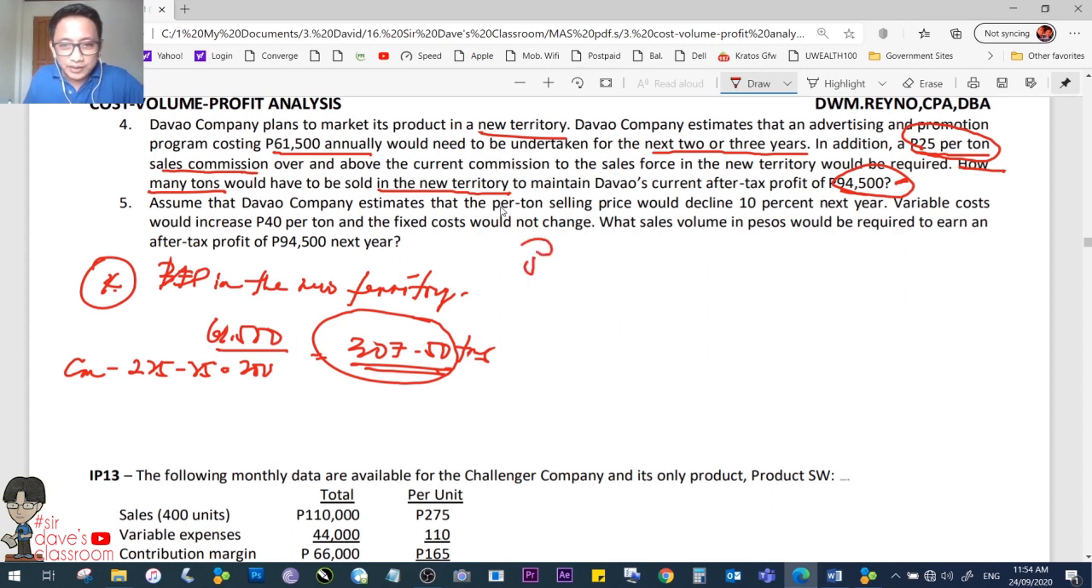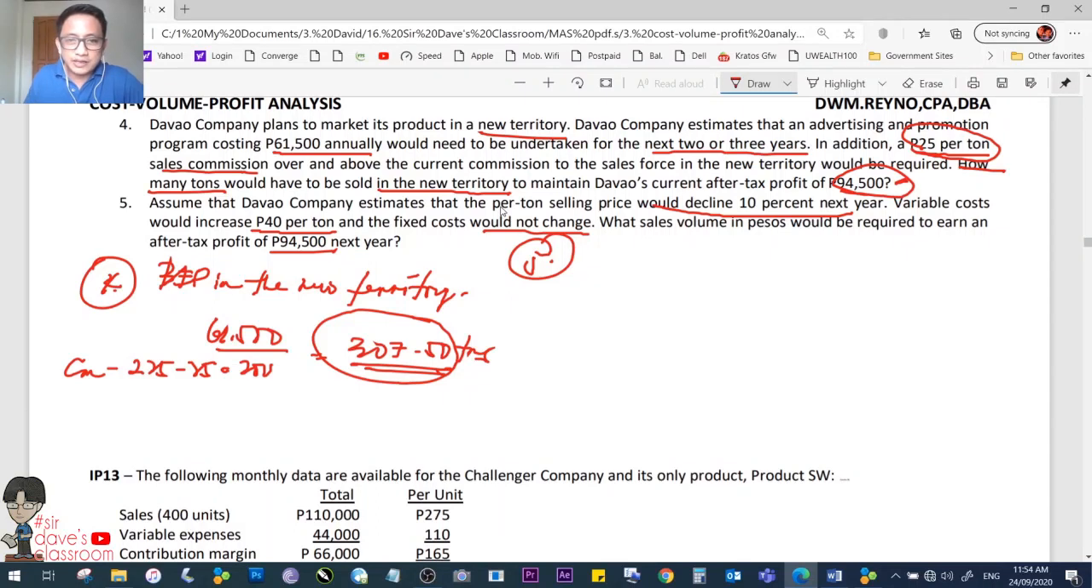You've done four, the last one is left. This is a CPA board exam question. Assume that Davao Company estimates that the per ton selling price would decline 10% next year. Variable cost would increase 40 pesos per unit. Fixed cost would be the same. What sales volume in pesos would be required to earn the same after-tax 94,500 next year? So with that, we make the necessary adjustments.